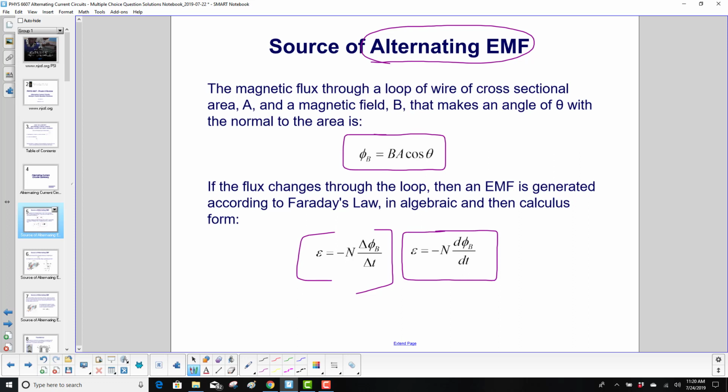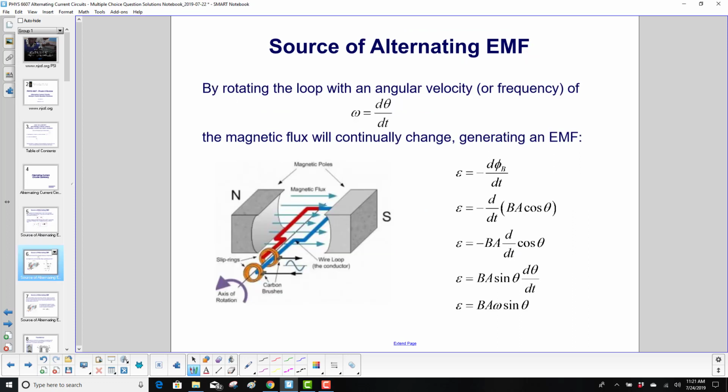But what we're really trying to get to is the result that we'll be using. So instead of delta phi over delta t, we have a derivative here, d phi B over dt. That just means you're taking a very, very tiny interval of time to find how the flux changes in that little bit of time.